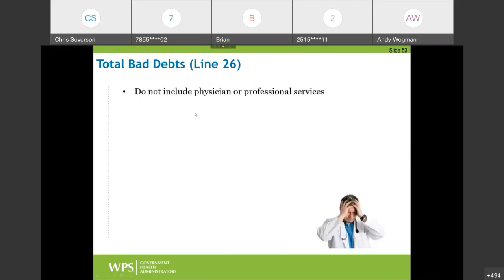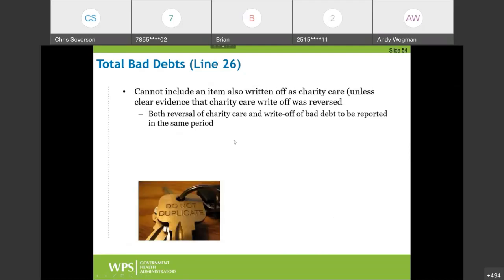Another reminder, no physician or professional services. And now here's an important piece. We want to make sure that if you have a claim, the same amount, the full claim cannot be written off as both charity care and bad debt. It's only one or the other.